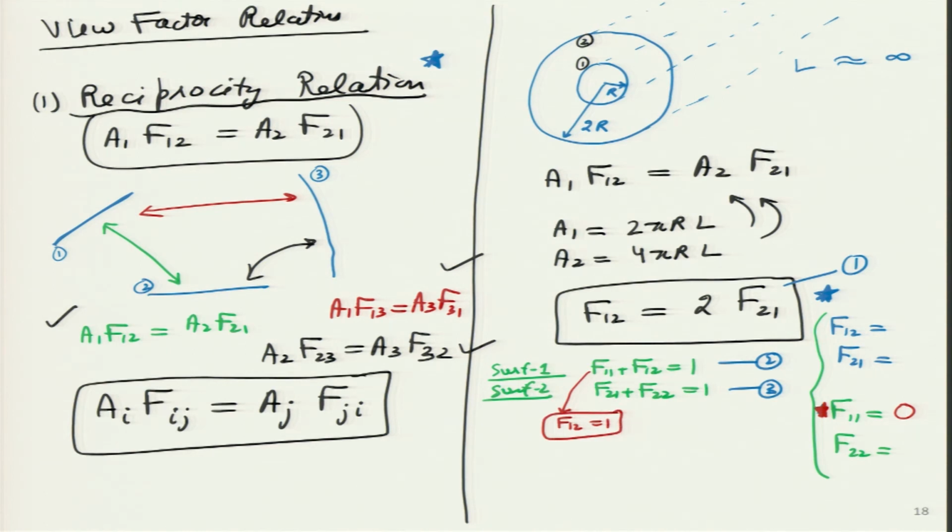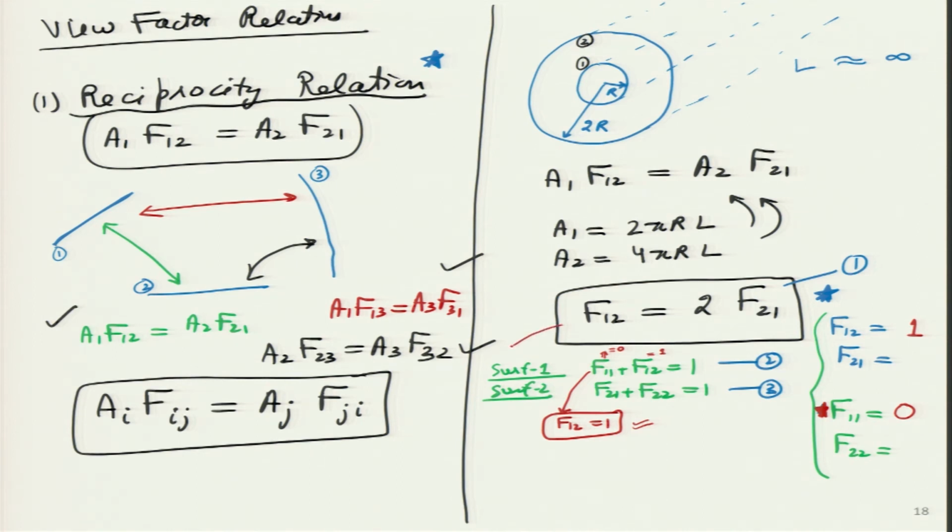Do not get confused with all the 1 and 2 business, you do it slowly. I am doing it because I have already solved it before. Are you able to see how this thing is equal to 1? Because this thing is equal to 0, this is equal to 0. Then F12 is equal to 1.